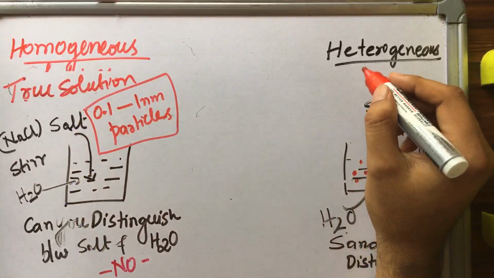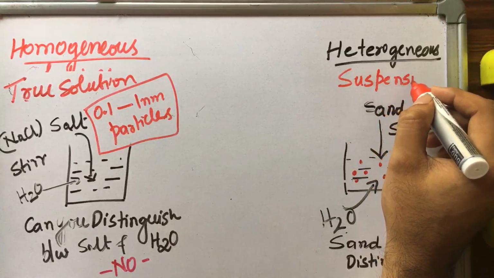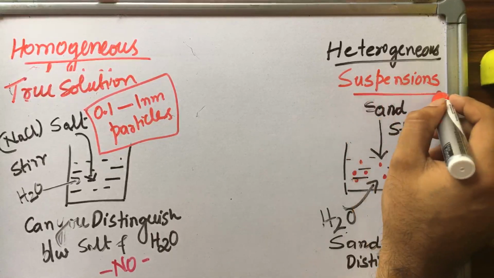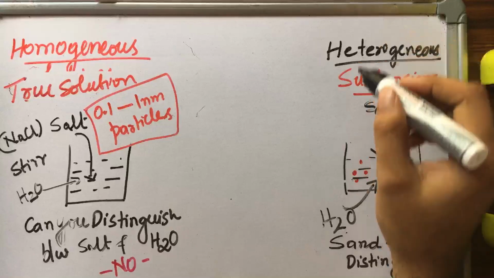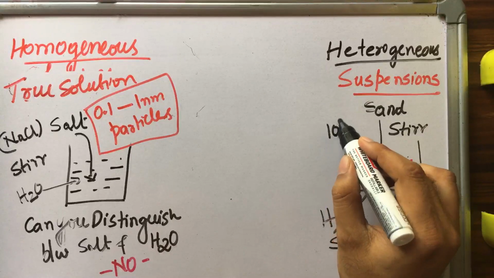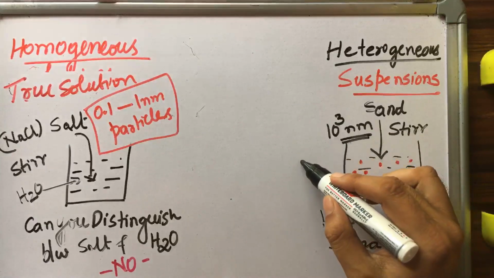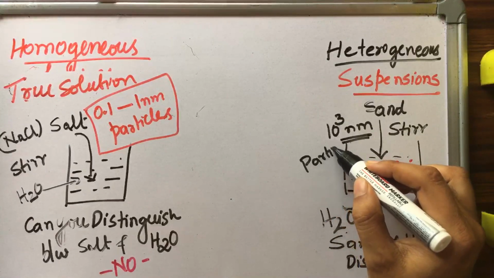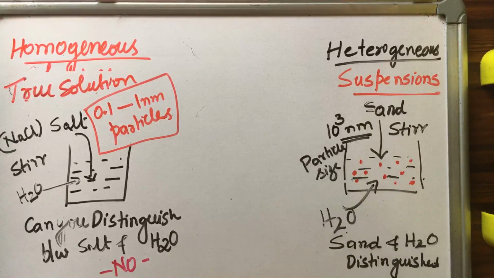And this is called suspensions. Is it clear, students? Now you should know that the particle size in suspensions would be greater than 10 to the power of 3 nanometers.